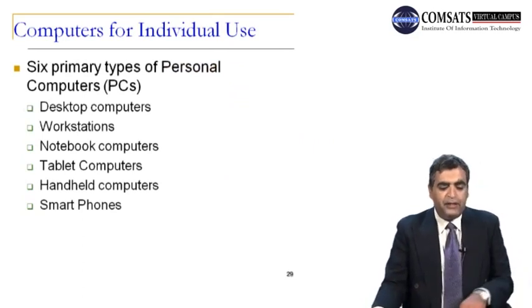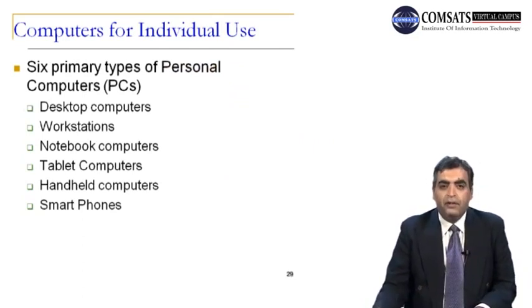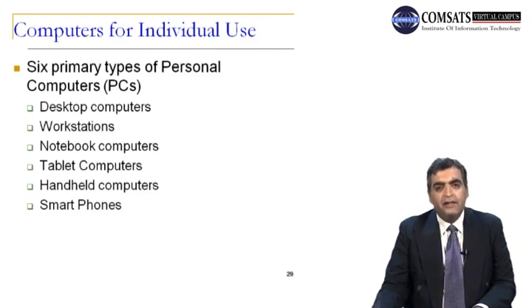There are 6 primary types of personal computers, or PCs. A PC is a term that refers to any computer system that is designed for use by a single person. Personal computers are also called microcomputers because they are among the smallest computers created for people to use. We call them desktop computers. There are workstations, notebook computers, tablet computers, handheld computers, and smartphones.